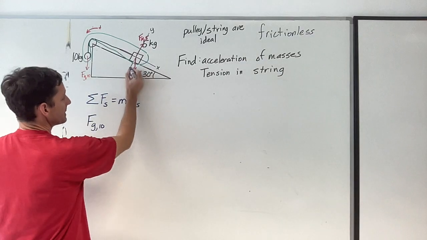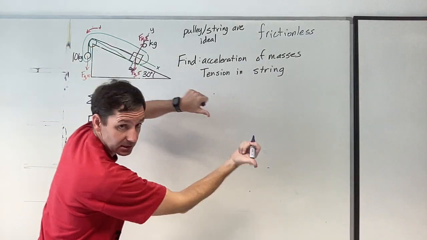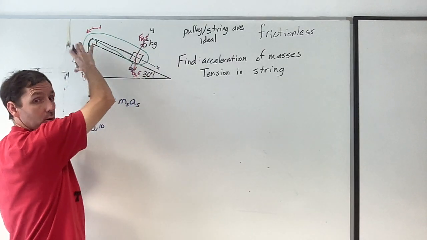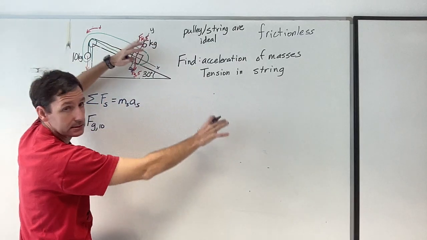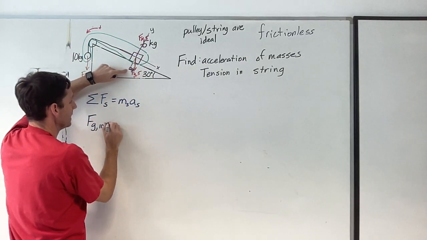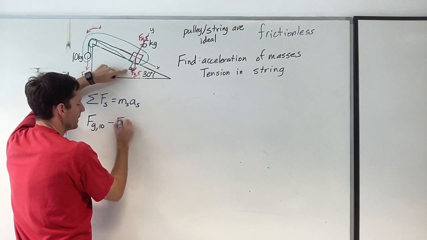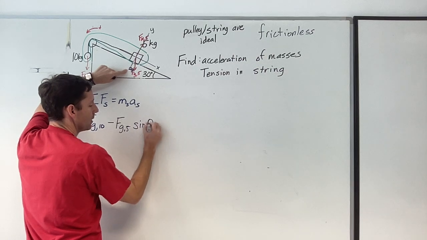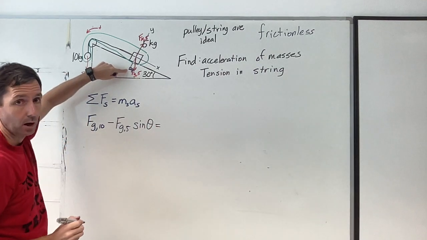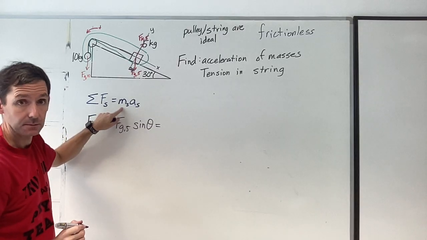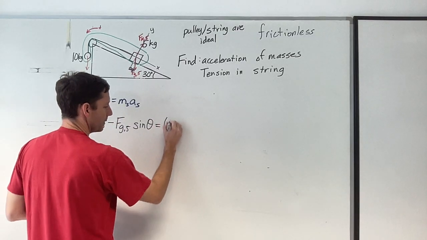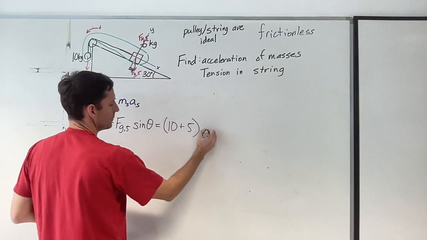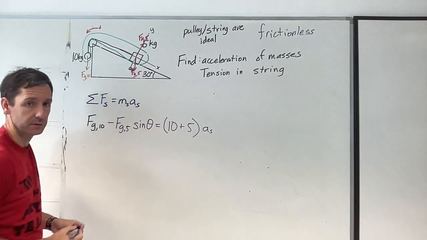Okay? Now this is that direction, right? It is not in my positive direction. It's not making me go counterclockwise here. It is clockwise, and so I'm actually going to make that be negative. So I'm going to go minus the force of gravity on the 5 block times sine of theta. All right? And that will equal the mass of the system, which will be the 10 kilogram block plus the 5 kilogram block times the acceleration of the system.